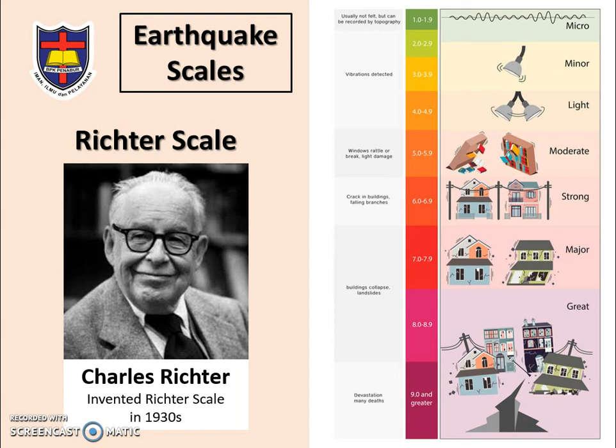First, the Richter scale. The Richter scale was invented in the 1930s by Dr. Charles Richter. A Richter magnitude is calculated based on the amplitude of the largest seismic wave recorded for the earthquake. The Richter scale runs from 1 to 10, with 1 being the smallest and 10 being the largest. On the right of your screen, you can see a figure describing the Richter scale with its magnitude range and the description of each.